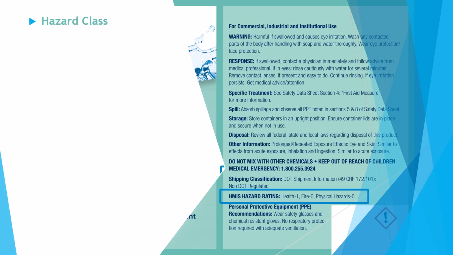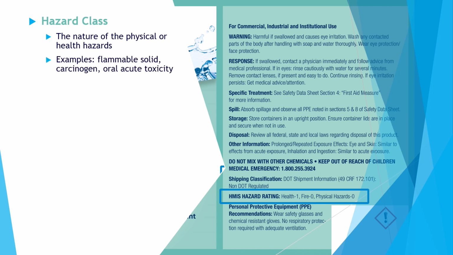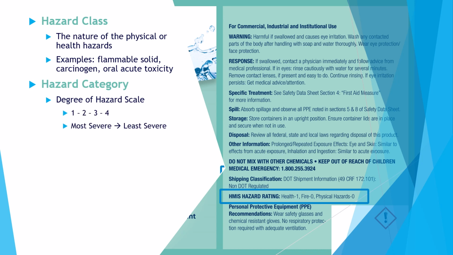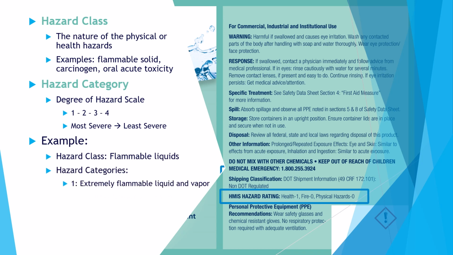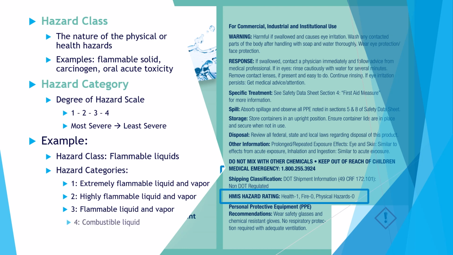Hazard class, the nature of the physical or health hazards. Examples: flammable solid, carcinogen, oral acute toxicity. Hazard category, degree of hazard scale, 1, 2, 3, 4, most severe to least severe. Example: hazard class, flammable liquids. Hazard categories: extremely flammable liquid and vapor, highly flammable liquid and vapor, flammable liquid and vapor, combustible liquid.